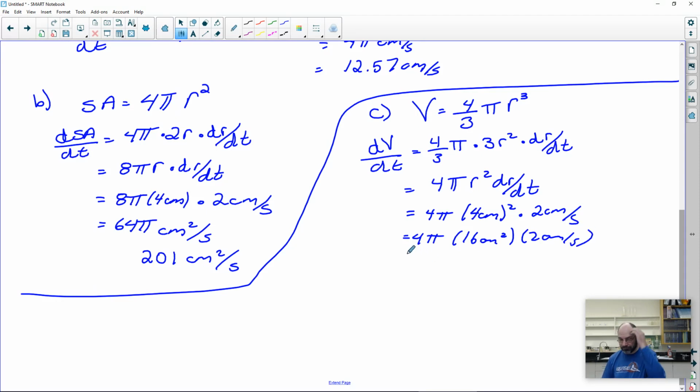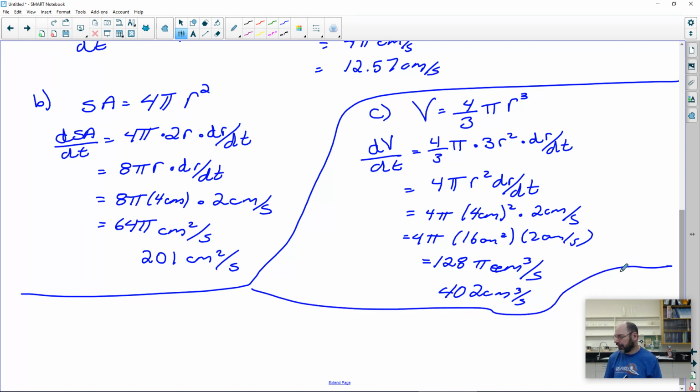So 4 times 16 times 2, that's 4 times 32, which is 128. So we've got 128 pi centimeters cubed per second. That's the volume, so that makes sense, right? And if you wanted it in number form, it's about 402 centimeters cubed per second. And that is the very beginnings of related rates.